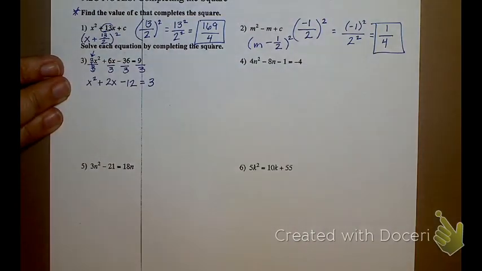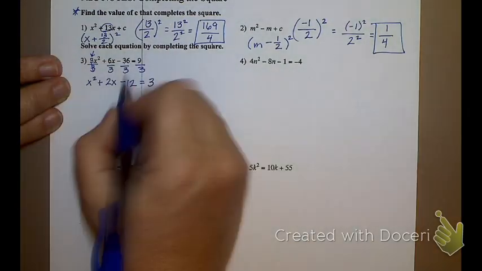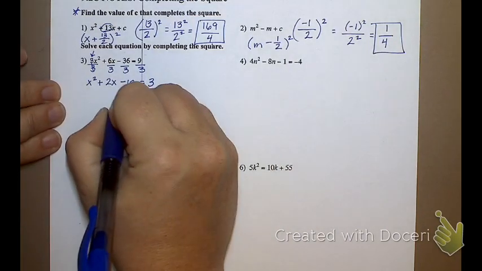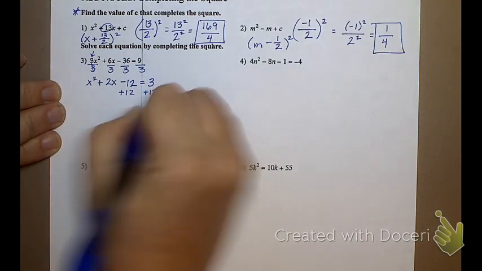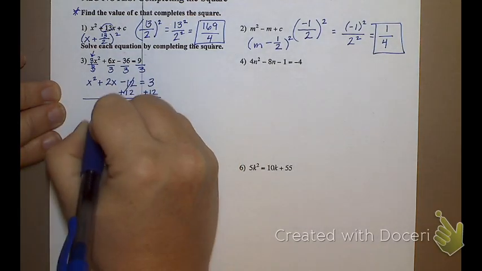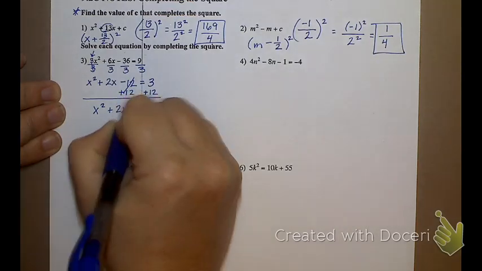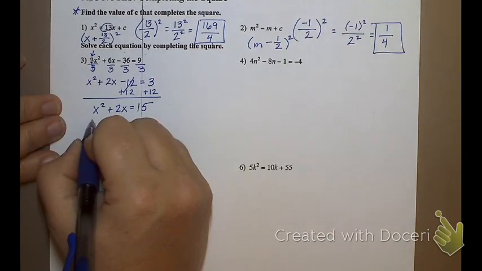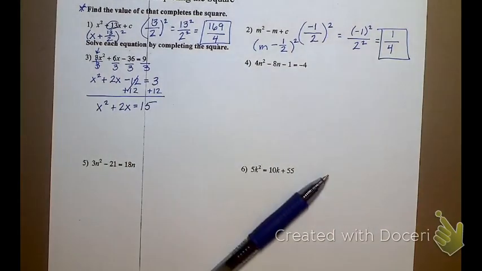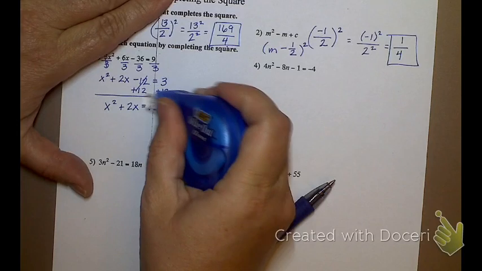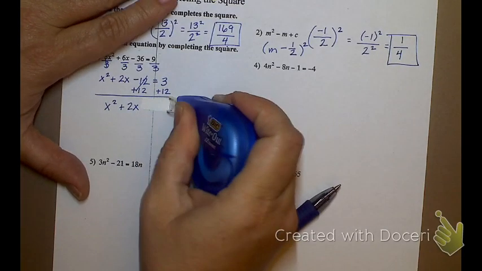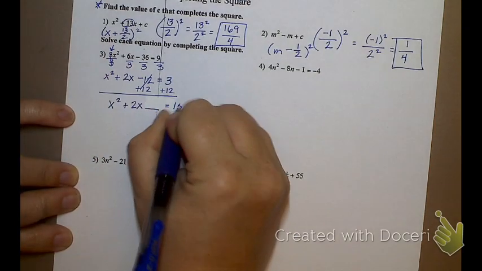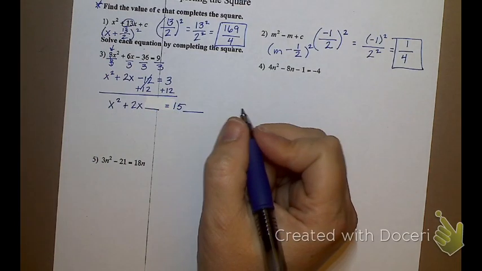Now I can treat it just like the problems from the other day. They're not all this easy, but sometimes they are, and that's helpful. So I can move my 12. I forgot to leave my space, so let me get some white out here. Blank equals 15 blank.